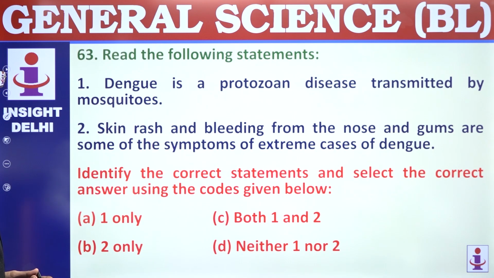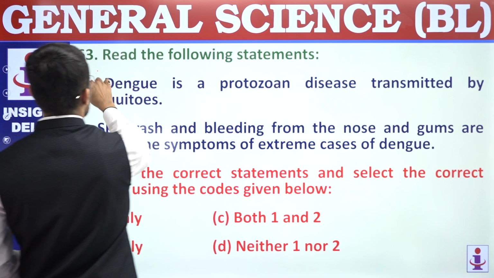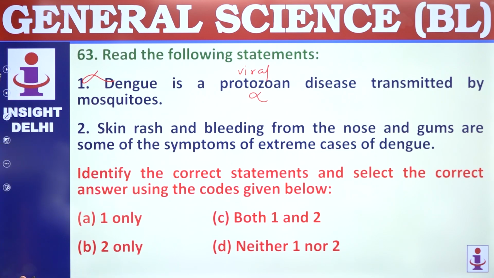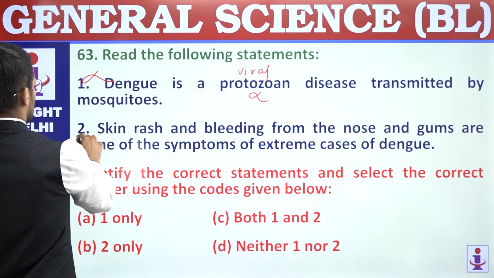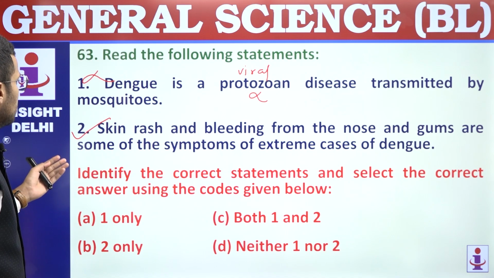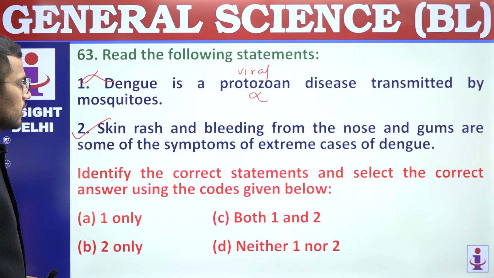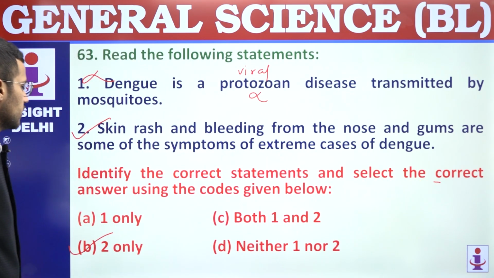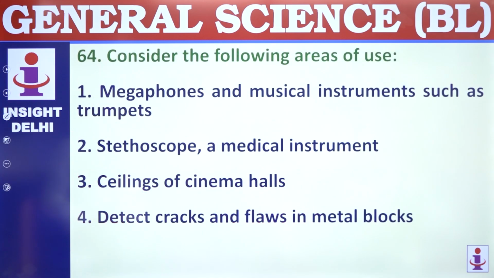63. Read the following statements. First, dengue is a protozoan disease transmitted by mosquitoes. It is not a protozoan disease, it is a viral disease, and that's why the first statement is incorrect. Second, skin rash and bleeding from the nose and gums are some of the symptoms of extreme cases of dengue. Correct statement, right? In extreme cases, there may be bleeding, skin rashes, etc. So first statement is incorrect, second statement is correct. We are supposed to find out correct statements, and hence answer is B, 2 only. 63, answer is B.